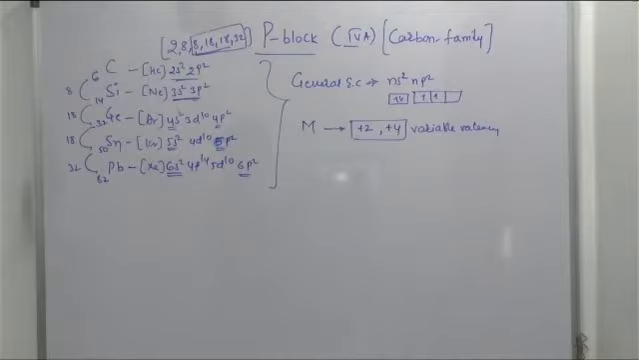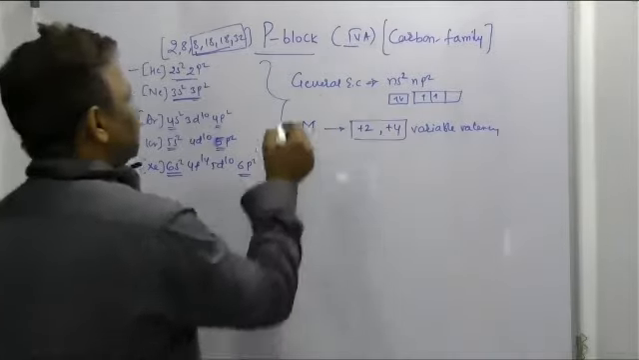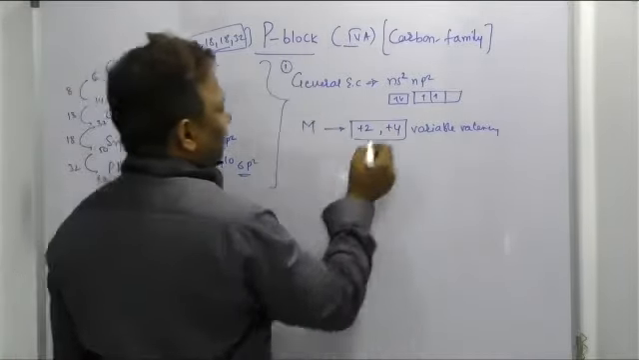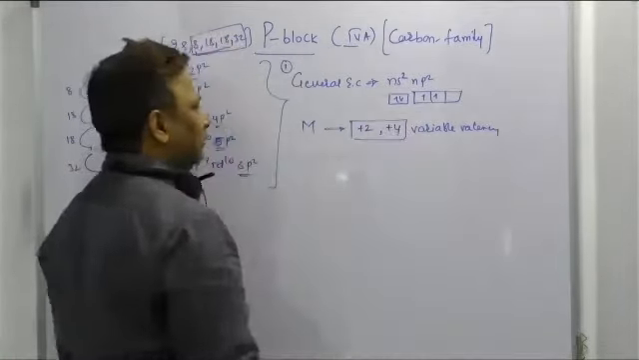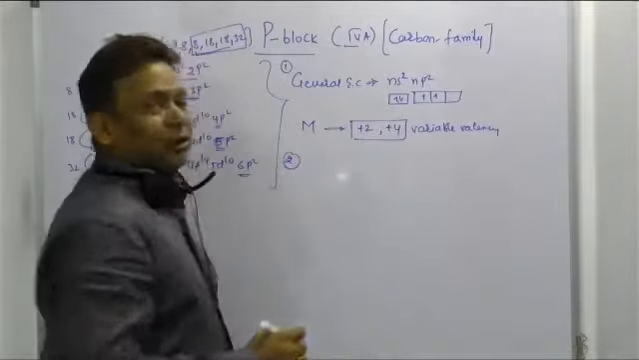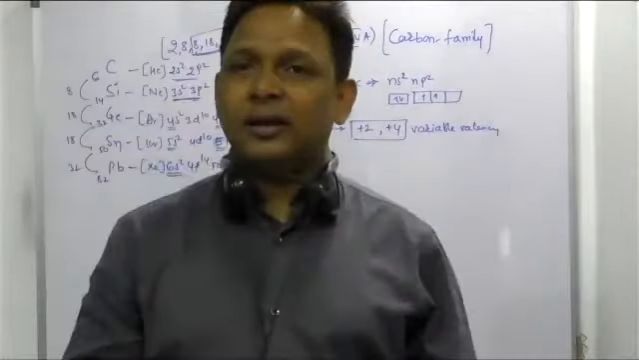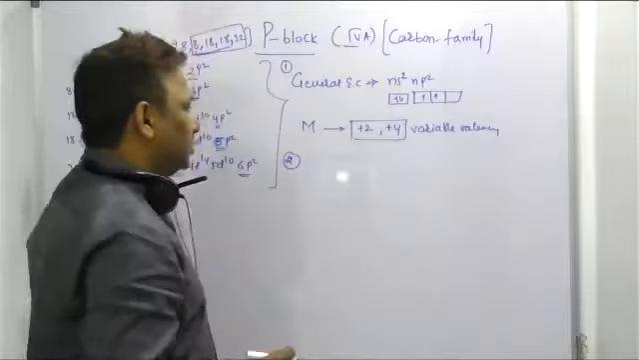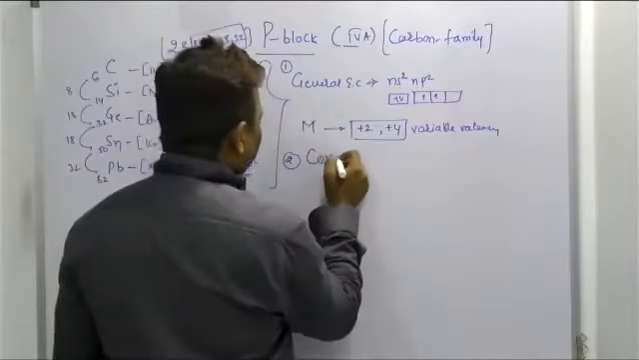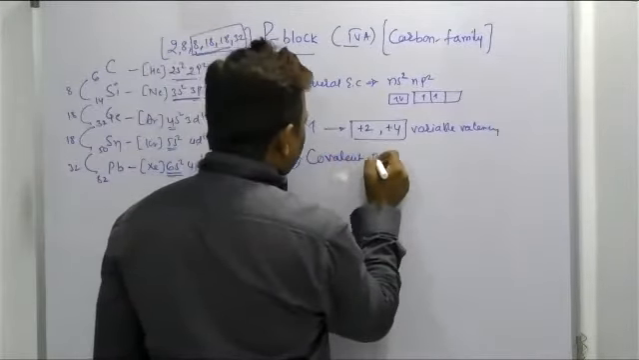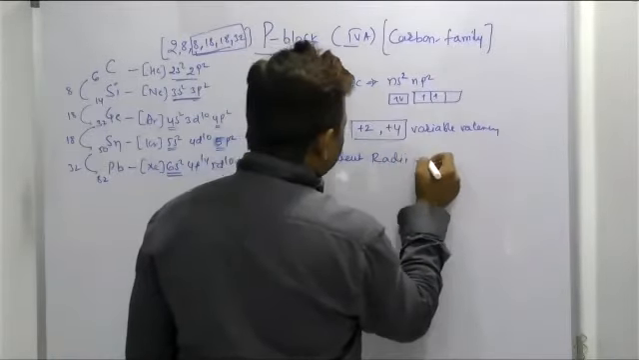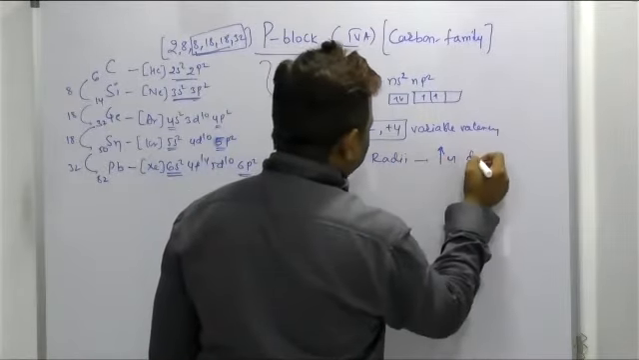So now I am going to discuss with you. The first one is electronic configuration, which for this group is ns2 np2. Second, what about their radii, covalent radii? Obviously these have a tendency to form covalent bonds, so we can say covalent radii. In this case, it increases down the group.